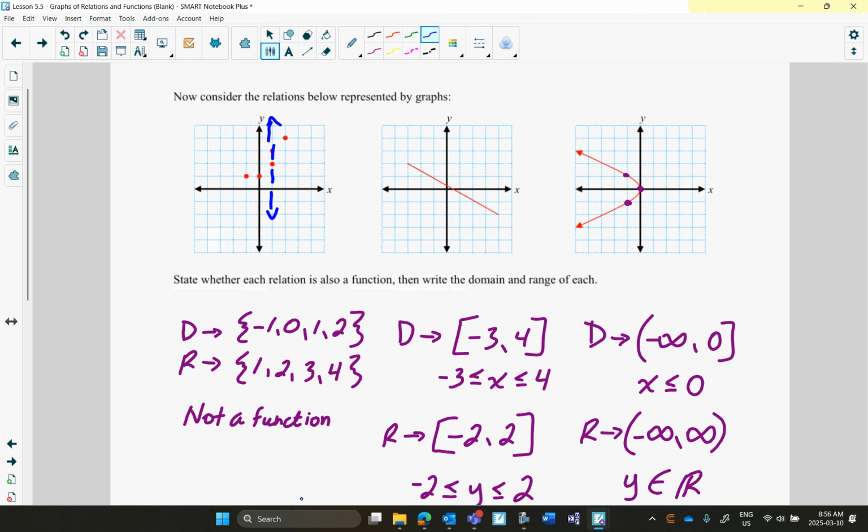Can you draw a vertical line through more than one point on this one? Absolutely. You can draw a whole bunch of them. Not a function. So that's a bit of an easier way when you encounter a graph and you're asked to state whether it's a function or not. Okay.